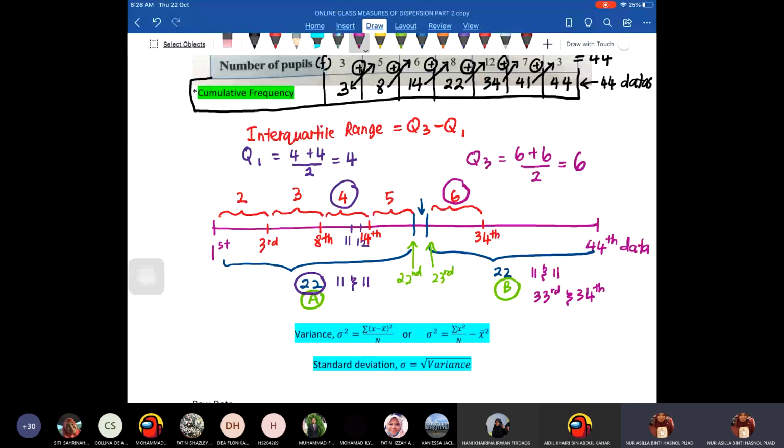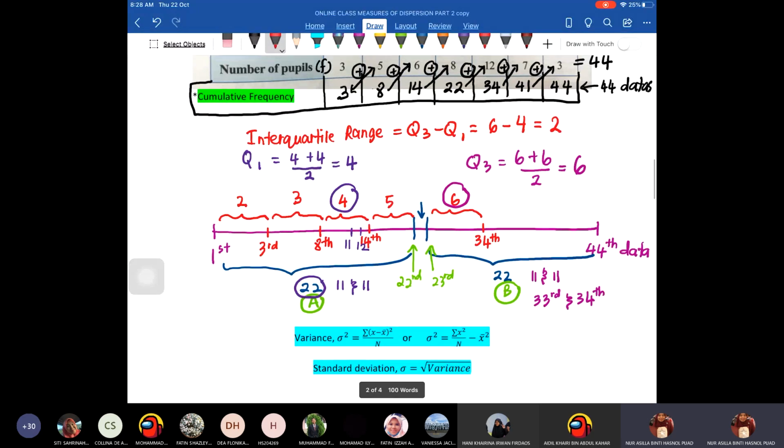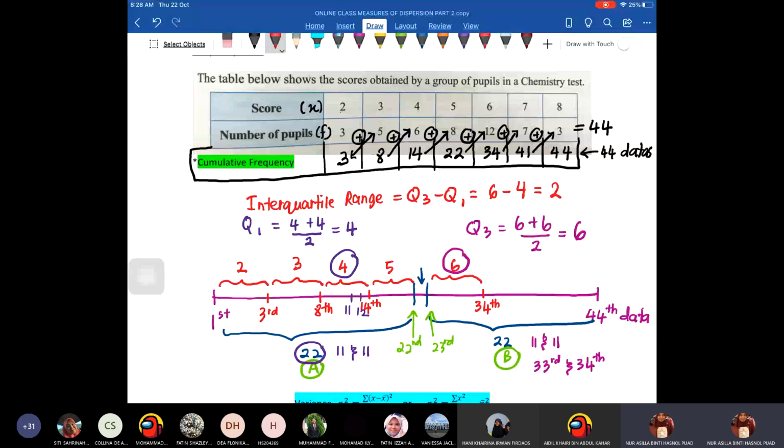Hence, my interquartile range would be 6 minus 4, which is 2. Okay, so that is how we find our interquartile range using a frequency table. Okay, so if you still don't understand, you can just replay the recording. And if you don't understand any part, you can just ask me or your class teacher.